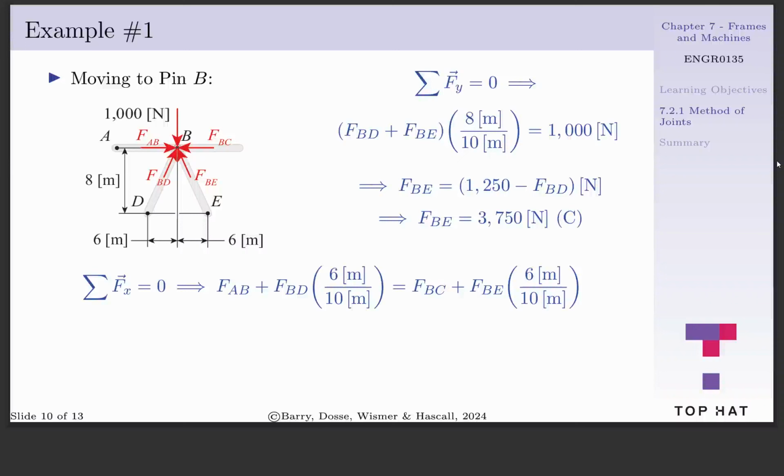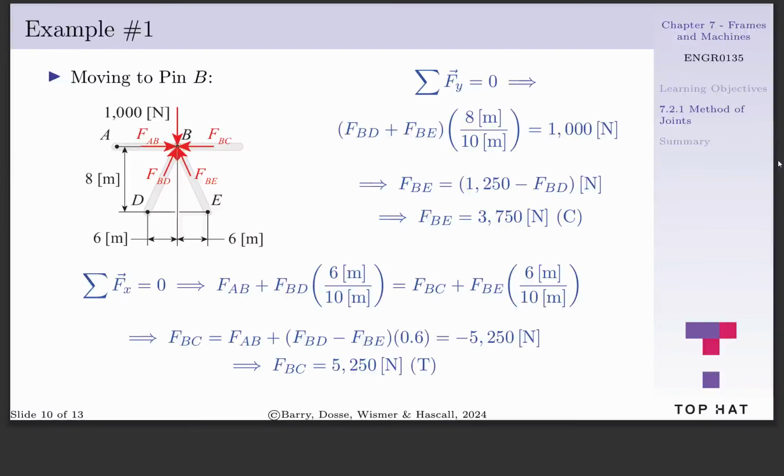With FBE, we can solve the summation of forces in the x direction. We would have FAB plus FBD times cosine theta, which is equal to FBC plus FBE times cosine theta. Solving for FBC, the only unknown remaining in our system, we'd have FAB plus 0.6 times the quantity FBD minus FBE, and this is equal to negative 5,250 newtons, indicating the member is in tension.